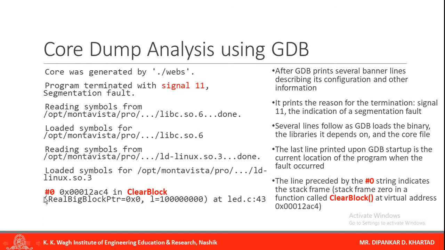Now this line is the line preceded by #0. This one has a function, clear block, and it has an address. So this indicates stack frame 0 in a function called clear block. So this is one function called clear block, meaning it has stack frame 0, and 0x0012AC4 is the virtual address of that stack.